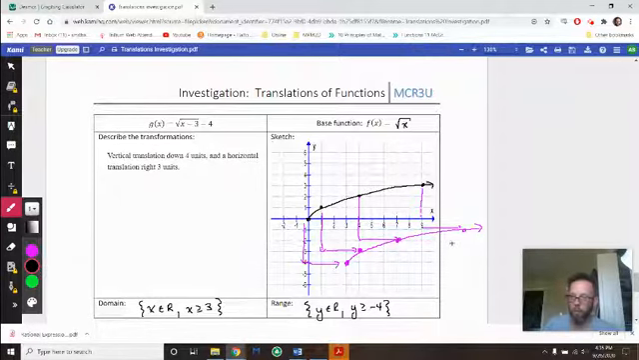But let me stress what you guys got to know. You got to know your base functions and you got to know those key points. And then we've essentially reviewed what you knew about translations, but just showed that they don't just apply to quadratic functions. You can apply them to any function at all.